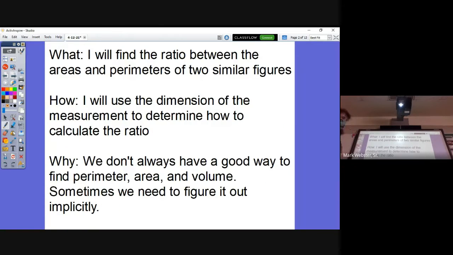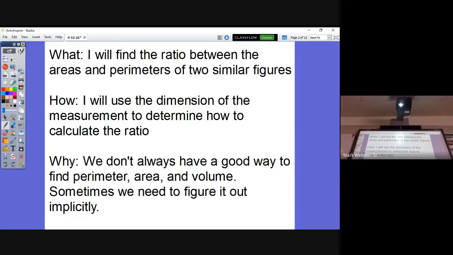What are we going to be doing today? We're going to find the ratio between the areas and perimeters of two similar figures. So what's happening with this is we're in a situation, maybe we don't know how to actually find area of something in general. Maybe we just haven't been given the right information. Maybe it's something that we actually can't find the area of directly for some reason. So we have to find another way, right?